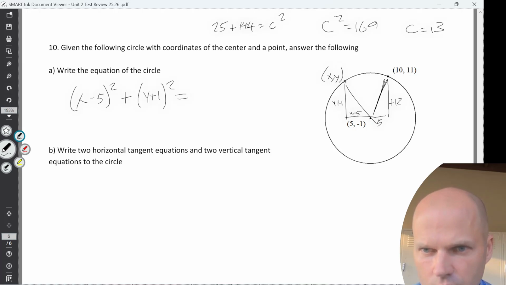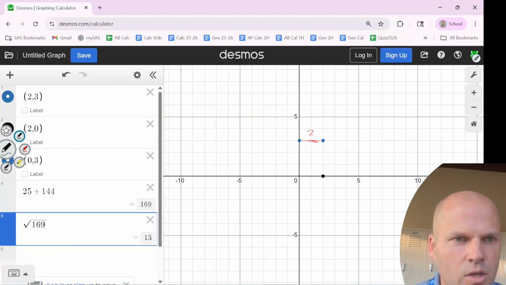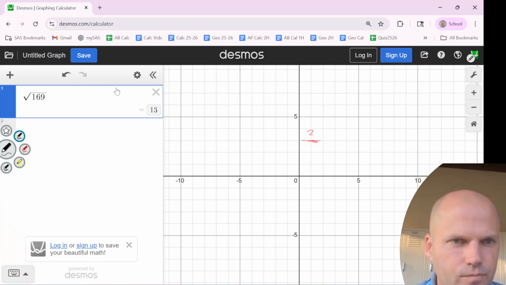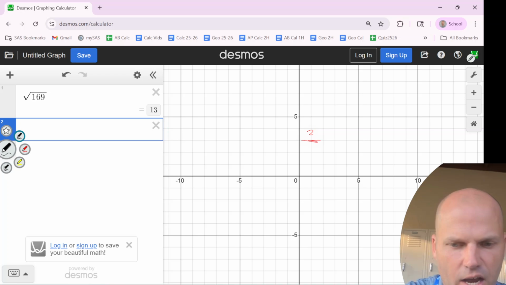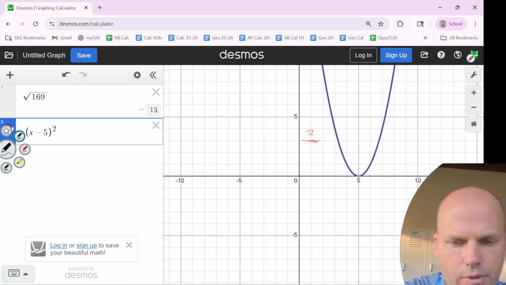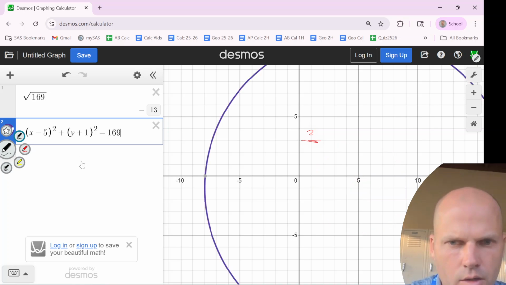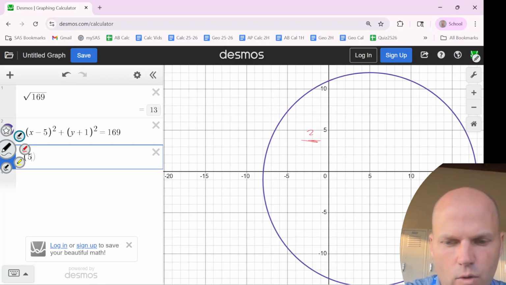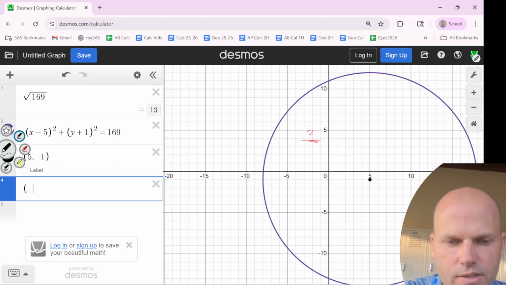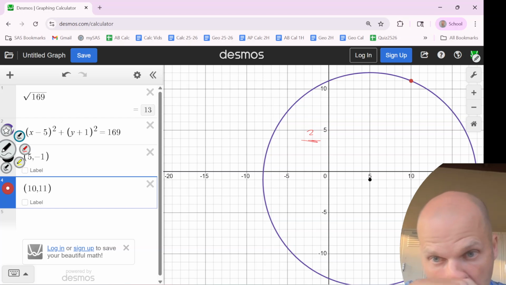C is 13. But remember that in the equation of a circle, it's a squared plus b squared equals c squared. I should have 169. This is a great thing to check. We have (x minus 5) squared plus (y plus 1) squared equals c squared. We should have the point (5, -1). We should have the point (10, 11). Well, bam.